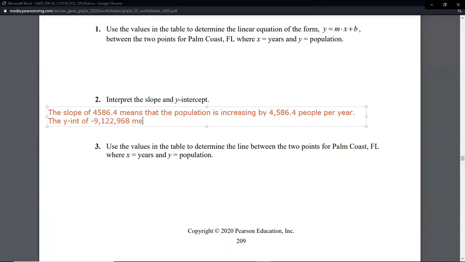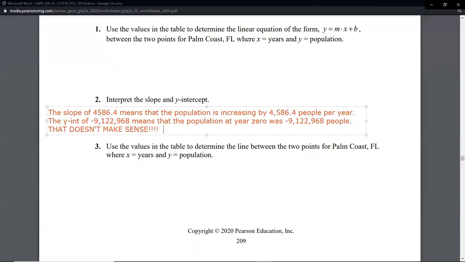The y-intercept, or the initial value, is negative 9,122,968. Now remember, y-intercept means the initial amount, which means the 0. So at year 0 the population was negative 9,122,968 people. What? Huh? At year 0, there were negative 9 million people in Palm Coast, Florida? Guess what? That doesn't make sense.